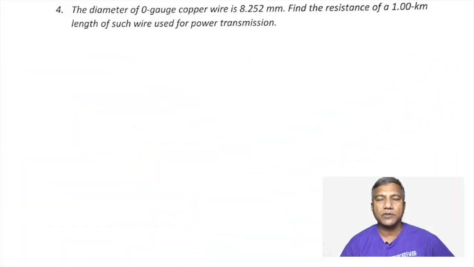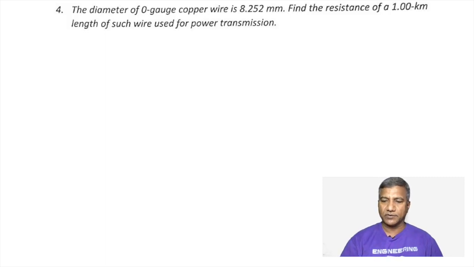The diameter of a zero gauge copper wire is 8.252 millimeter. Find the resistance of a 1.00 kilometer length of such wire used for power transmission. So in this question we have the diameter, and now we have to find the resistance, and the length is given. Another quantity that would be given is the resistivity or specific resistance of copper. So that would be given.